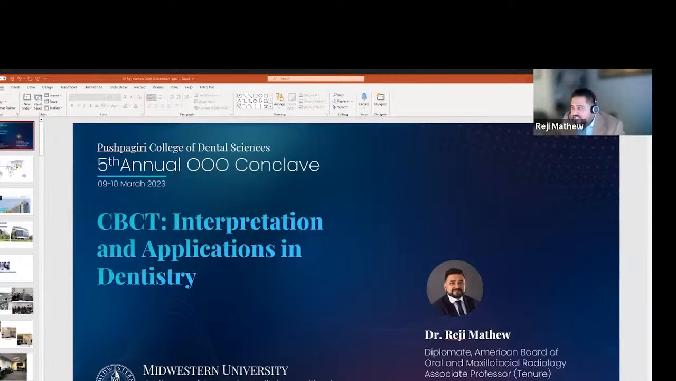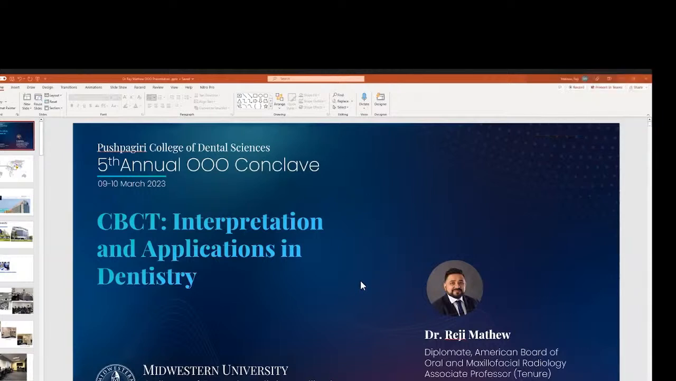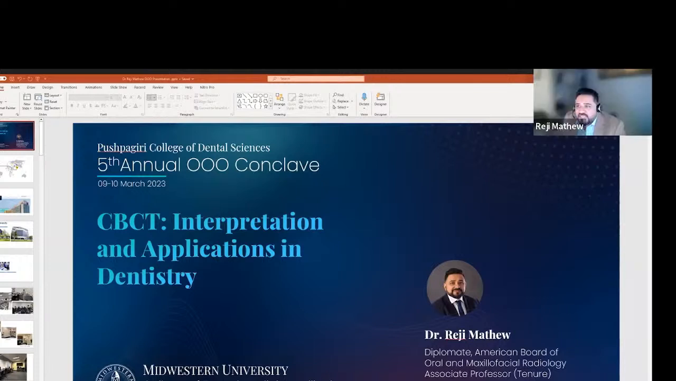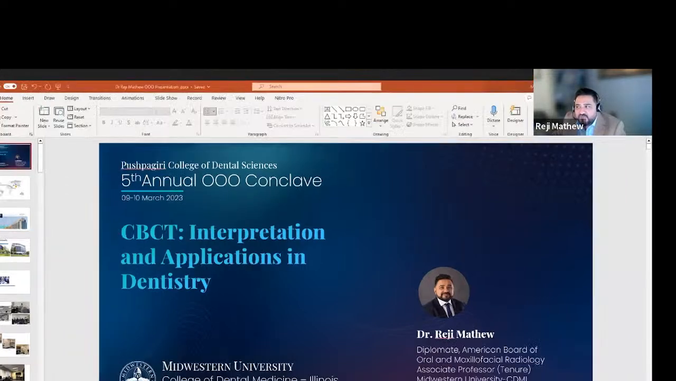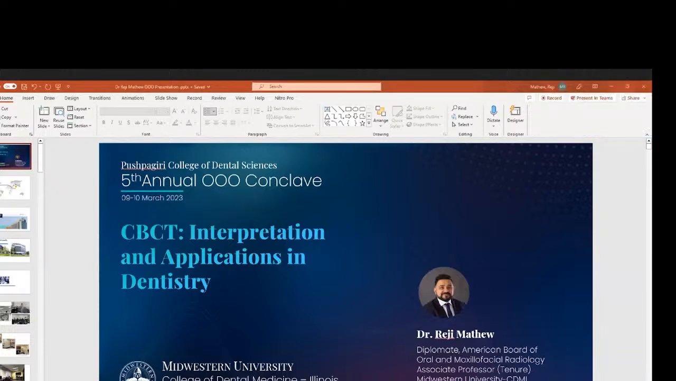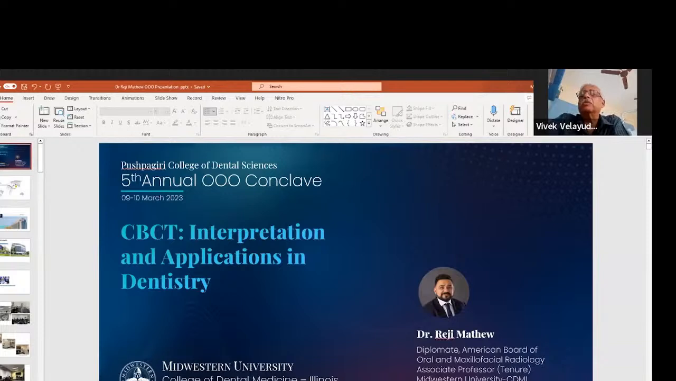Now, can you see my CBCT here? Not yet. I can see your main screen only, the title slide. Okay, let me move that. How about this one now? Can you see it now? No, it's still the same title slide. We can see the taskbar too. That's all. Okay.